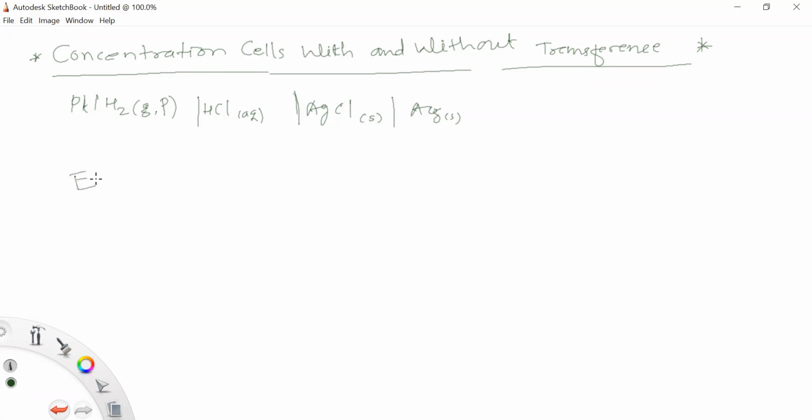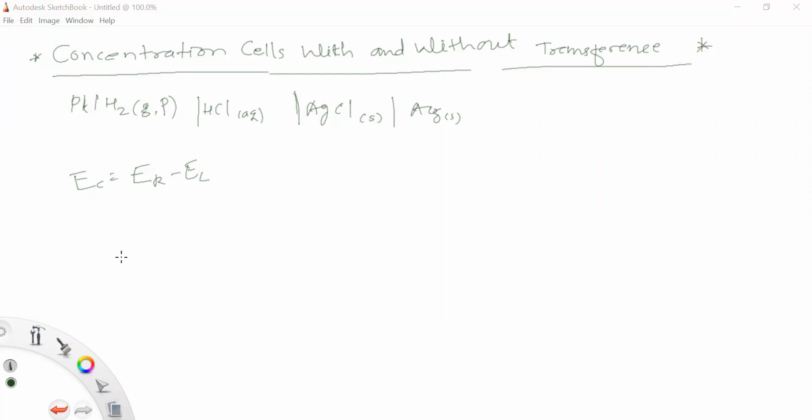So here the EMF of the cell, EC, is equal to ER minus EL, where R represents the right hand side and L represents the left hand side. The right hand side electrode is the silver chloride electrode, and the left hand side is the hydrogen electrode. We can find the equations for each and then combine them to get the EMF of the overall cell.